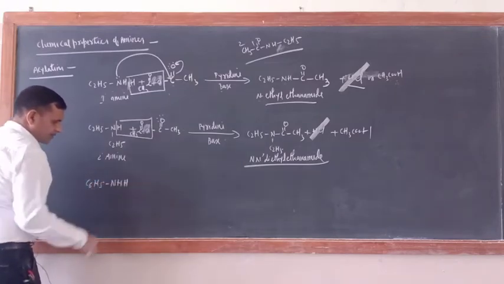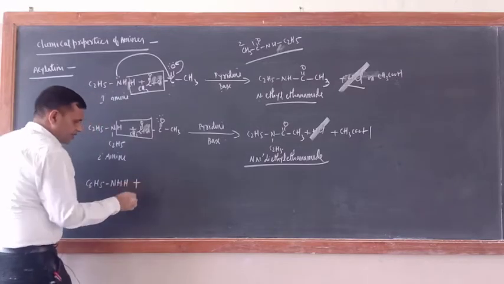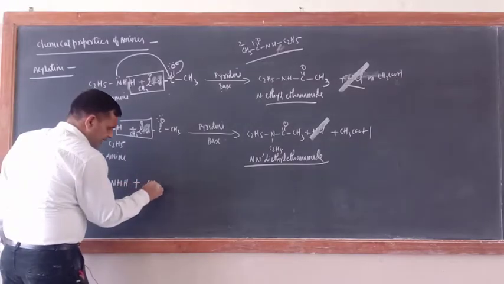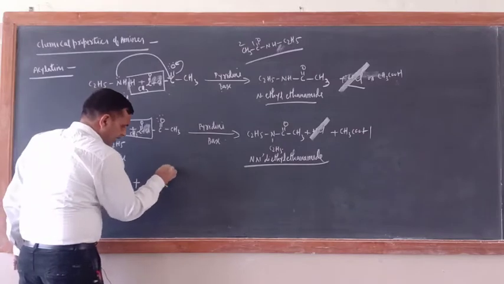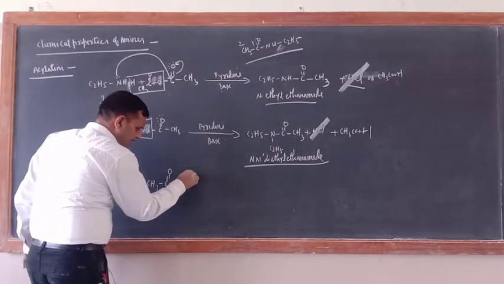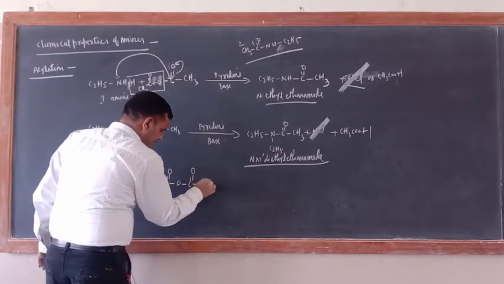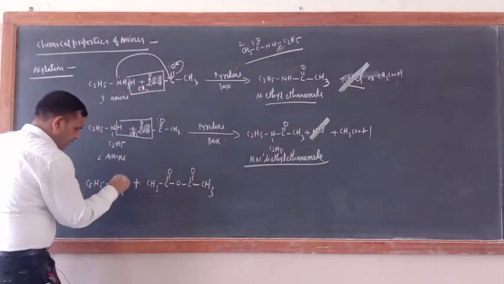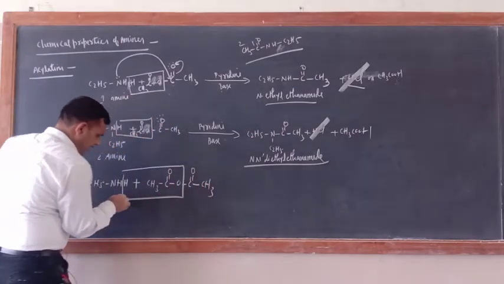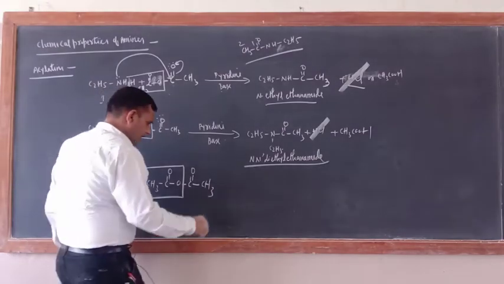C6H5NH and H. Now let us take the reaction with acetic anhydride only. Here C double bond O, and here CH3. So here it is this and this. Correct?